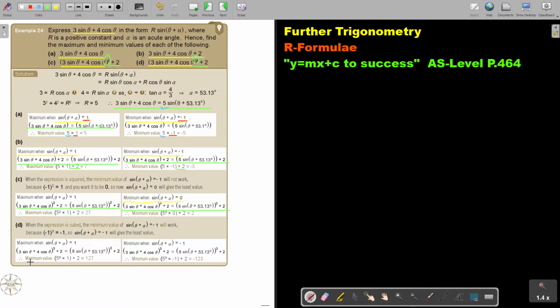Okay, so basically, I'm just going to now write this to the power of 3 plus 2. So 5 to the power of 3 times 1 plus 2, and there is my answer. Now, when the expression is cubed, the minimum value, you can go with the negative again. Why? Because negative 1 to the power of 3 will keep the negative 1. So if you can take note, just like I did with A, B, I did with D. Then now I just cube it, so I cube the 5, and then I will multiply with negative 1, that negative 1 there, and then I plus 2, and I get my answer.